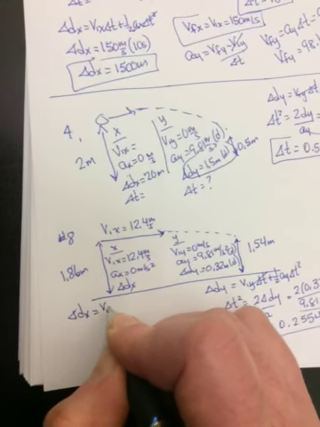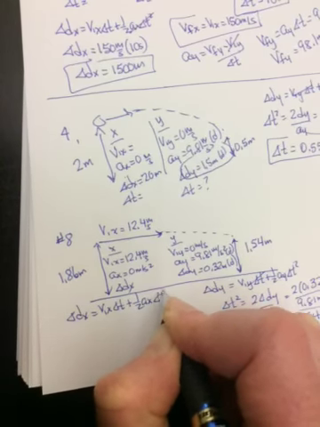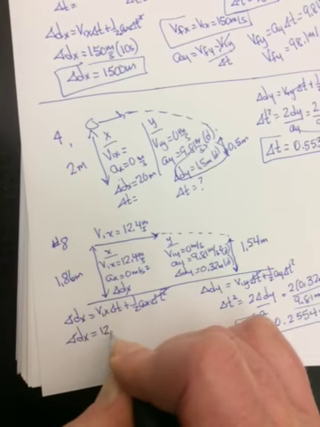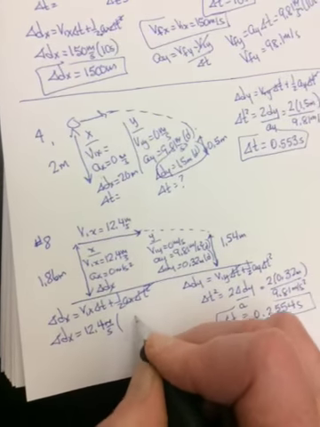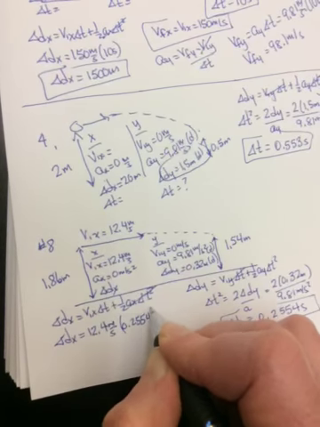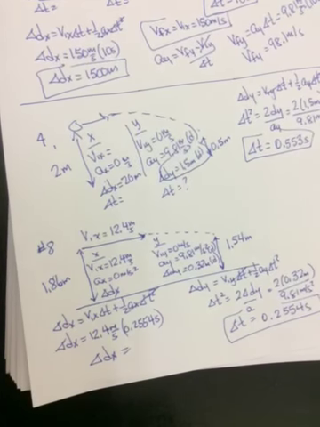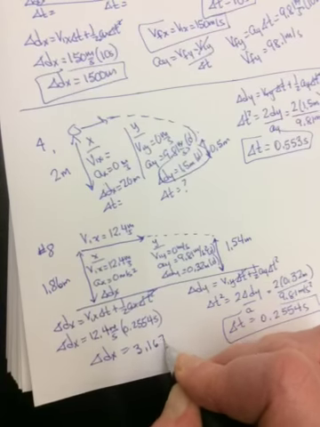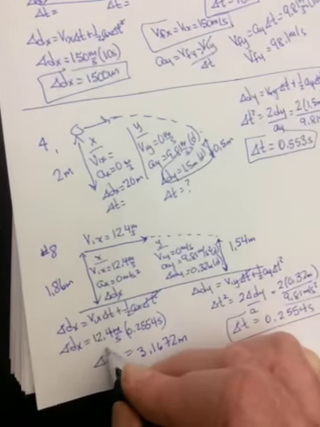Once you get that, then you can go to the x direction. Delta dx is equal to VIx delta t plus 1/2 ax delta t squared. This term goes to 0. You don't need to rearrange. You're looking for delta dx. So 12.4 meters per second times 0.25542, etc. seconds, and you get a delta dx of 3.1672 meters.